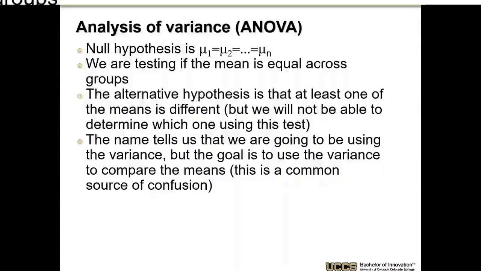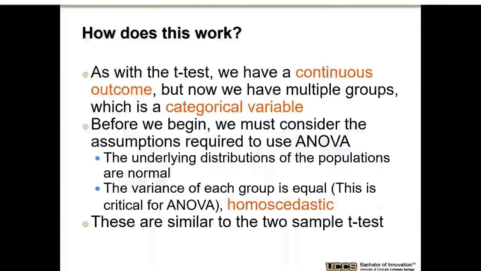We're not actually going to have to do a tremendous amount of tests with the variance. We'll see what happens as we go through this. As with the t-test, we really have this continuous outcome, but we've now put things together. The underlying assumptions: the underlying distribution of the populations is normal, and the variance of each group is equal, which is what we call homoscedastic. Same as we said for the t-test.